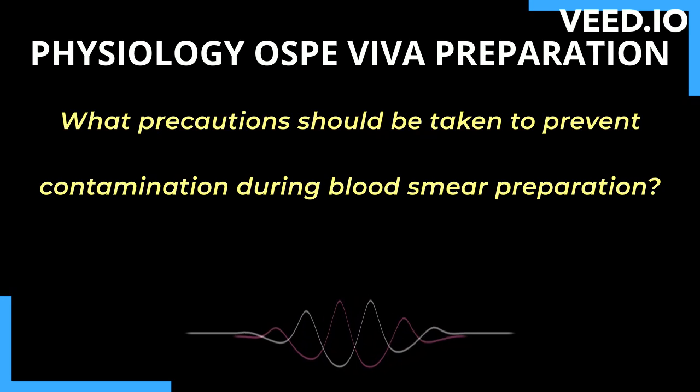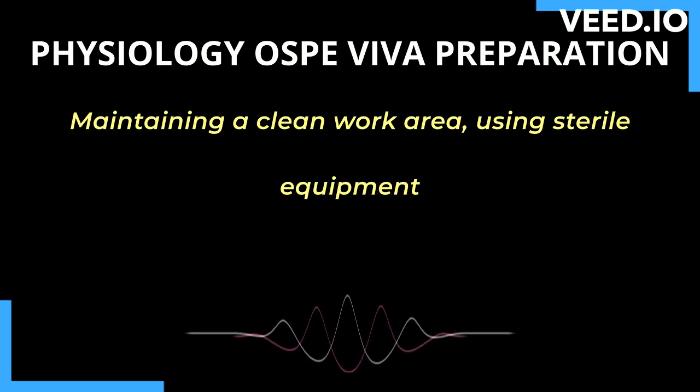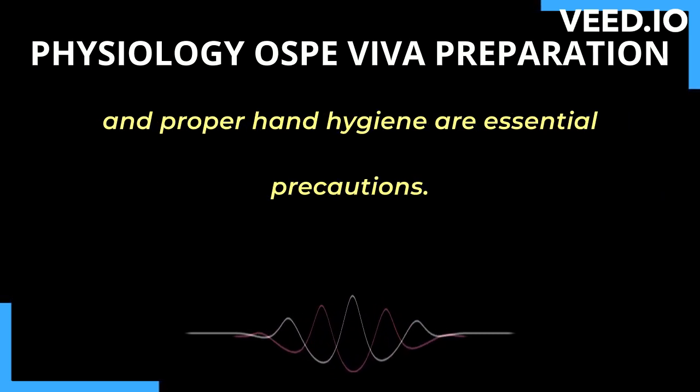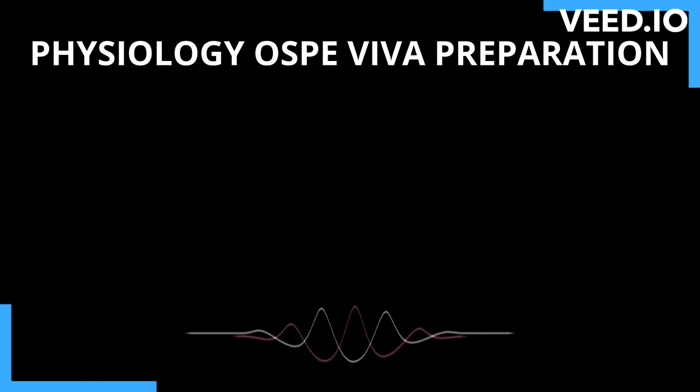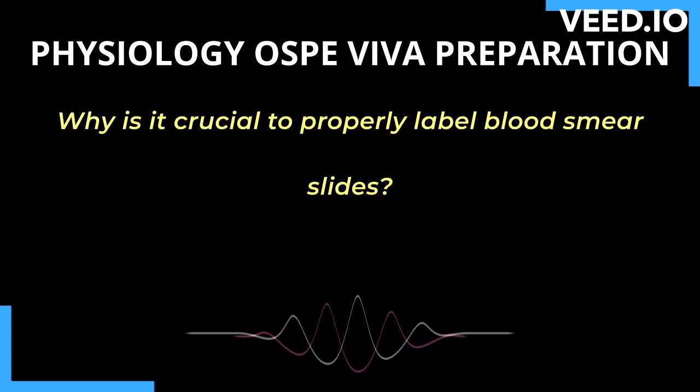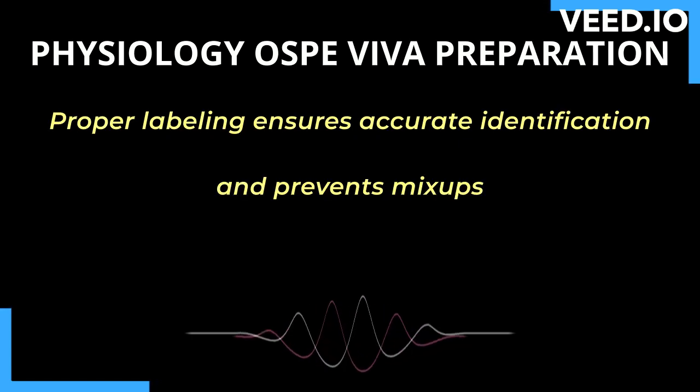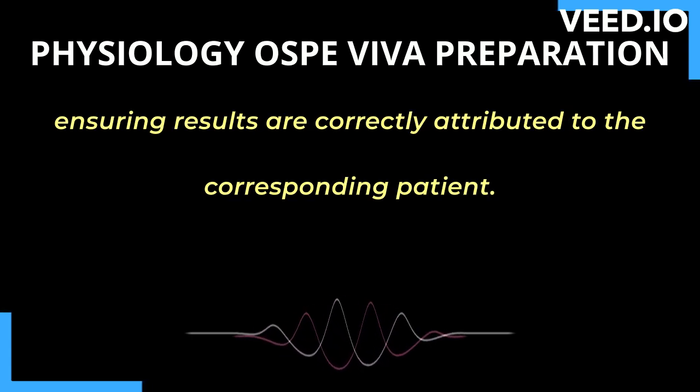What precautions should be taken to prevent contamination during blood smear preparation? Maintaining a clean work area, using sterile equipment, and proper hand hygiene are essential precautions. Why is it crucial to properly label blood smear slides? Proper labeling ensures accurate identification and prevents mix-ups, ensuring results are correctly attributed to the corresponding patient.